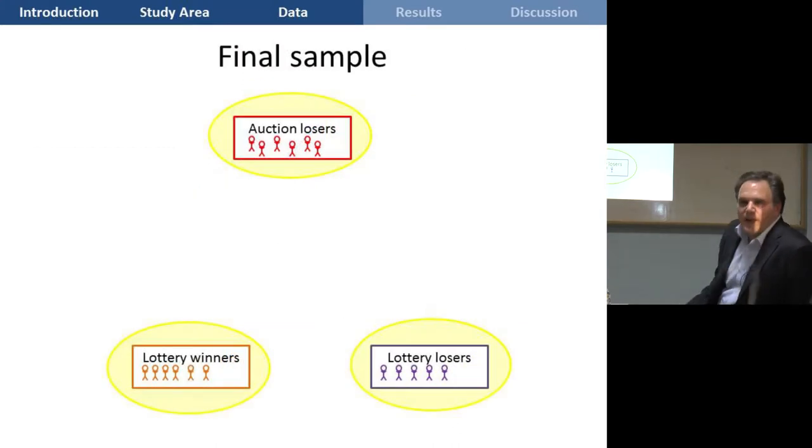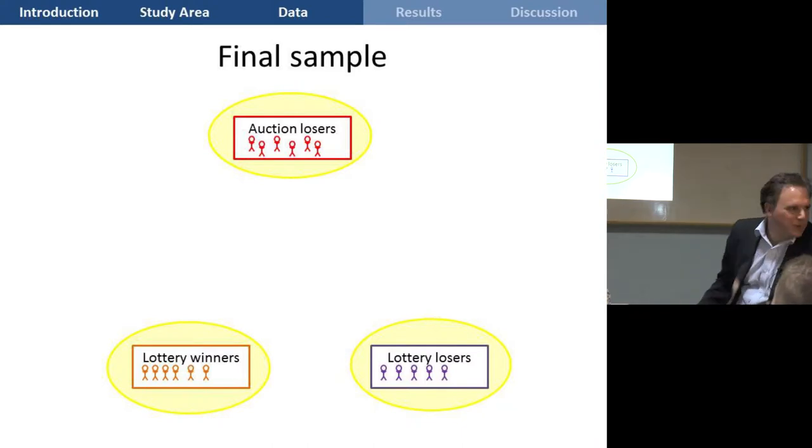So in the final sample, we have three groups, and they were roughly equally split among the 500 households we had in our sample. Auction losers who were self-selecting out, the lottery winners who received the treatment, and the lottery losers who didn't, who are our control group. And that should be fairly clear.